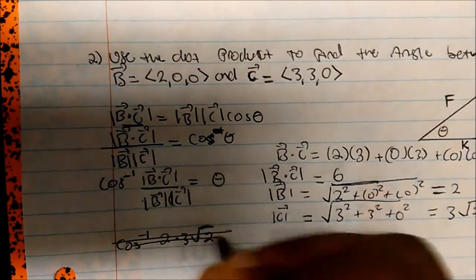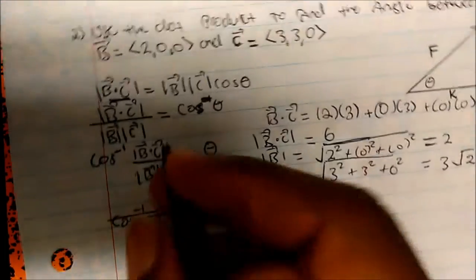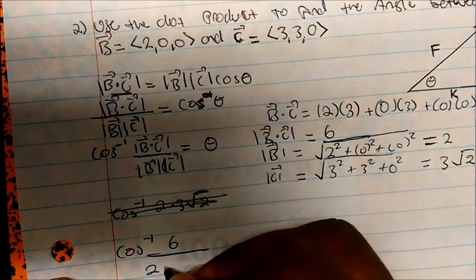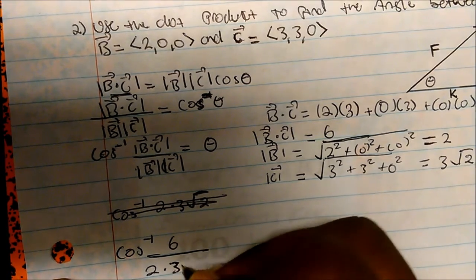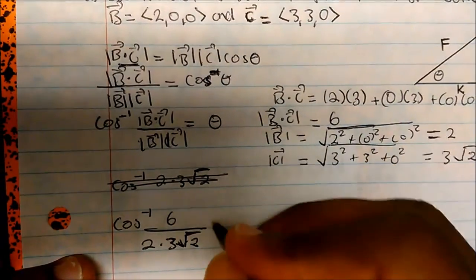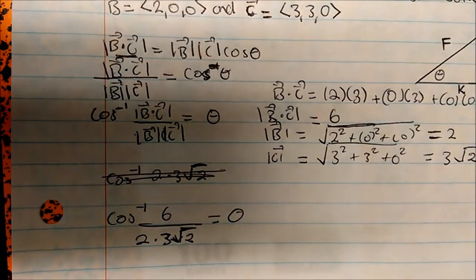Well, no, my apologies. B times C is 6. I'm sorry about that. So this would be cosine inverse of 6 divided by 2 times 3 square root of 2. Okay. And this will be equal to theta.